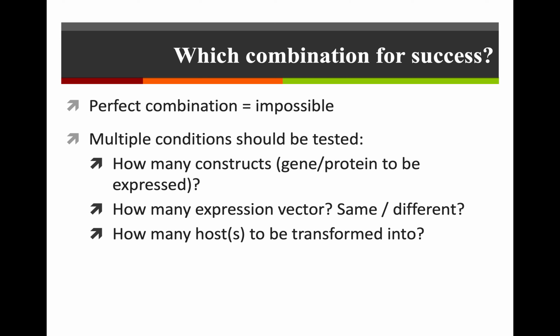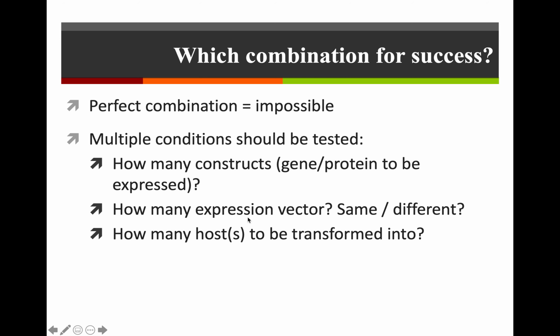First and foremost, how many constructs do you need to express, the gene or the protein? It really matters. Do you have only one gene or one protein, and how much of it do you want to be expressed? Is it of low or high abundance, or what is the gene copy number, and so forth. How many expression vectors do you need to use, from the same or from different sources? Same meaning that if your gene or protein is from a prokaryote, is the vector going to be prokaryotic as well, or are you going to switch to eukaryote? You need to know this.